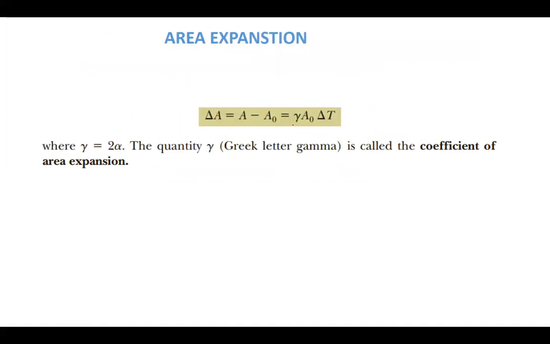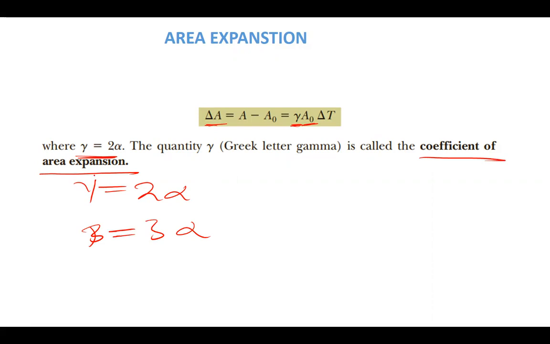Okay, so let's look at the area expansion. The area expansion, like I said, is just the same formula, except that where there is alpha, you put gamma, and where there is L, you put area. This point I already explained: gamma is equal to 2 alpha. The same applies to the change in volume. Instead of using gamma there, we use beta, so beta is equal to 3 alpha. And this gamma is known as the coefficient of area expansion.